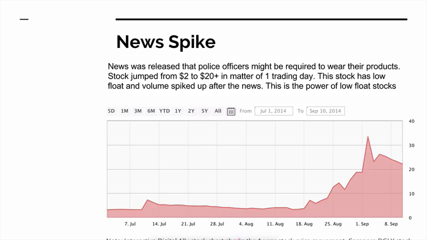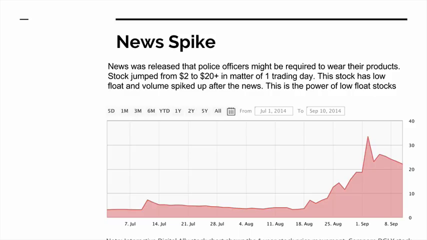Now here's an example of a stock that had a news spike. News was released for this specific stock that officers, like police officers, might be required to wear this company's product. The stock went from $2 to $20 in one trading day. That is insane. Imagine if you only had 100 or 150 shares, you would have easily made $18 per share, and that's in one trading day.